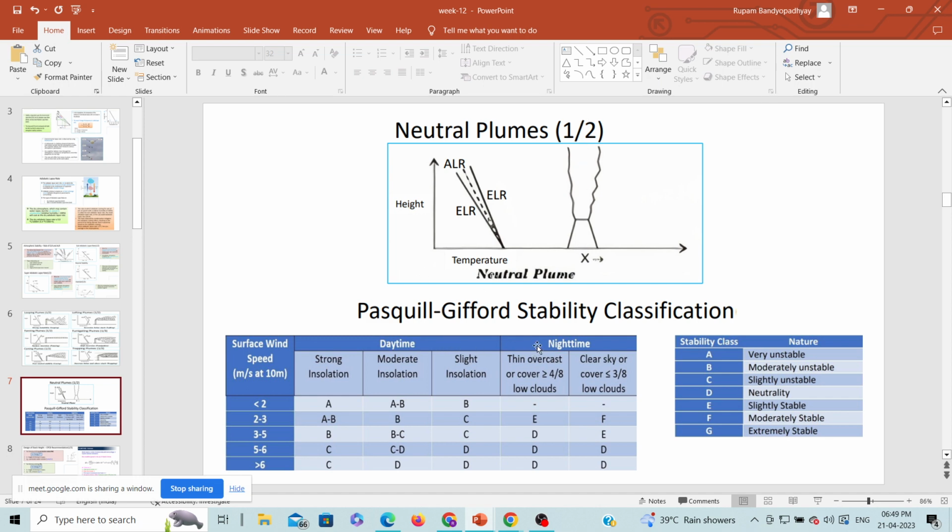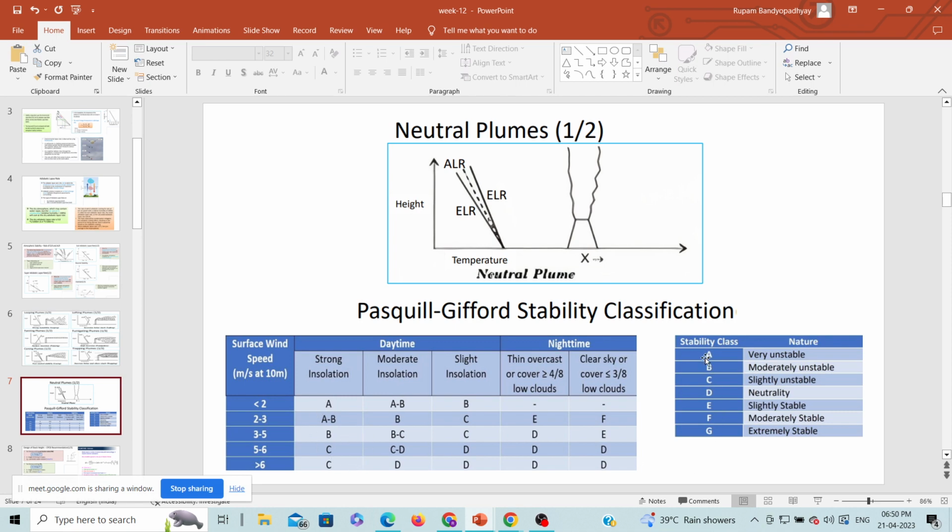So this is the Pasquill-Gifford stability classification. Depending upon the surface wind speed, that is up to 10 meters, and the timing, daytime or nighttime, these are the different stability conditions mentioned. So it relates to the wind speed and whether it is daytime or nighttime, and what the stability condition will be.